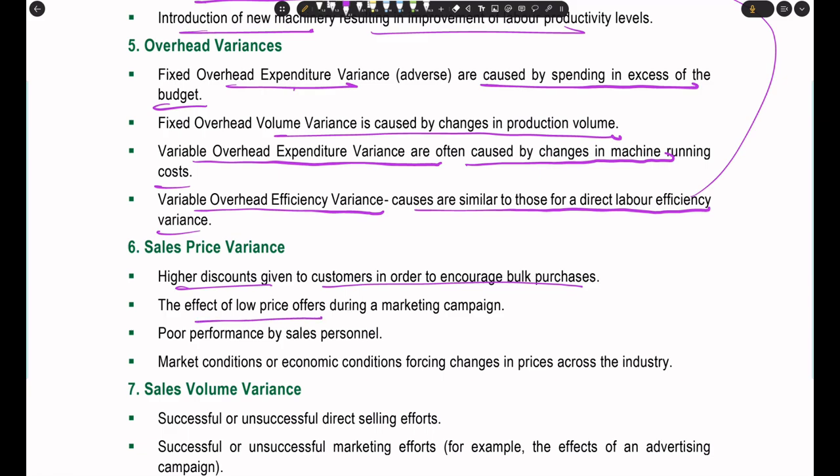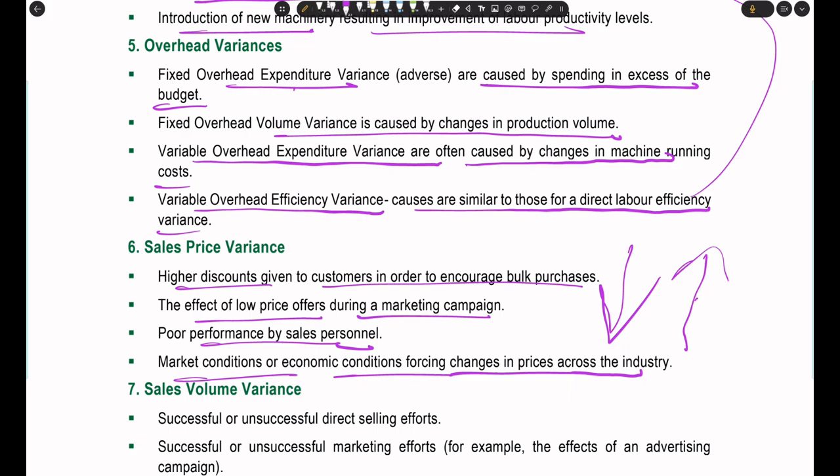the effect of low price offers during a marketing campaign. Obviously in these cases you have to lower your selling price, thereby making your sales price variance adverse. Then poor performance by sales personnel, or it can also be favorable in some cases, because if you sell a large quantity, then it can be somewhat favorable. Okay, then market conditions or economic conditions forcing changes in price across the country.